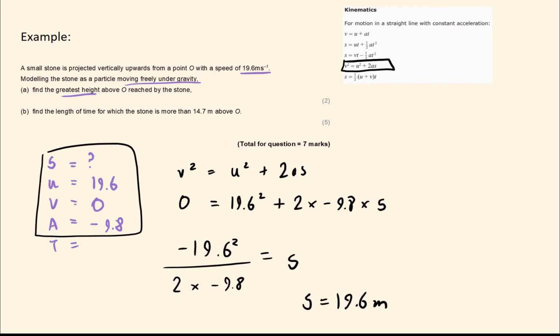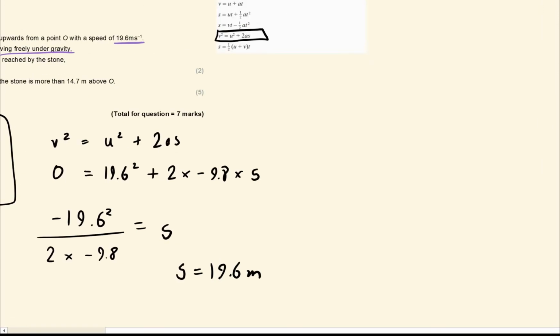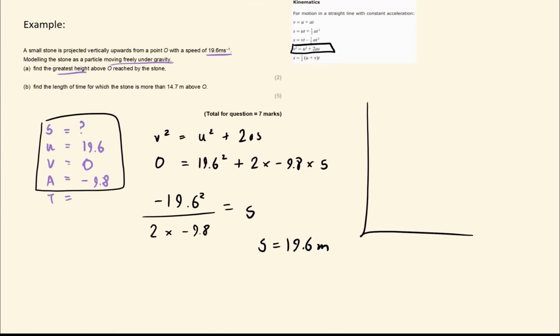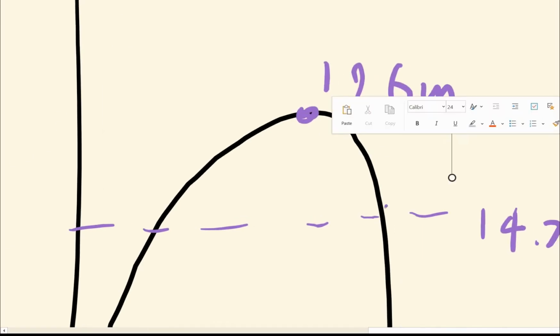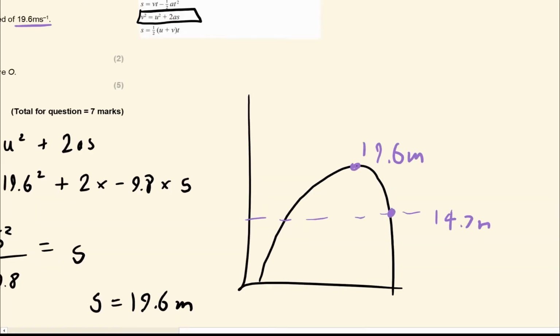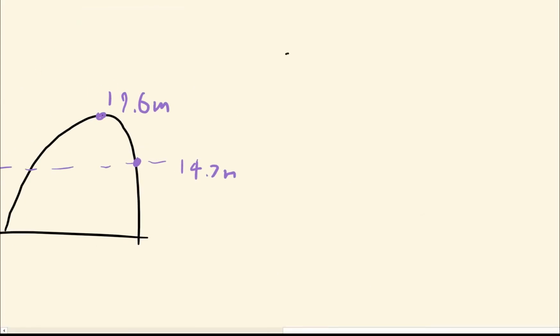Part B, we then want to find the length of time for which the stone is more than 14.7 meters above O. So again, if we go back to our sketch, just doing something like this, we want to work out how long it's going to be above 14.7 meters. We do know the greatest height. And we can do a couple of things now. What I'm going to do is basically count on its journey. I'm going to work out how long it's going to take me to get from here to here. So we can see that again. And again, for different parts of the question, you often need to re-view it based on where you want to start.